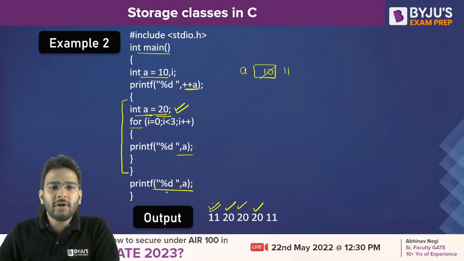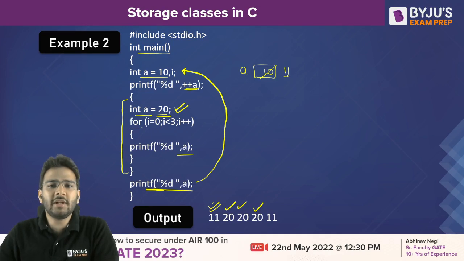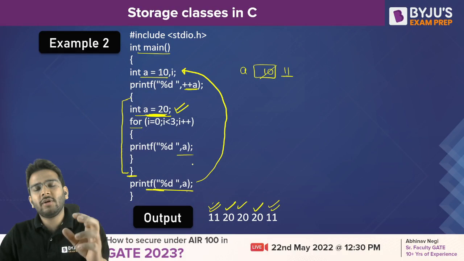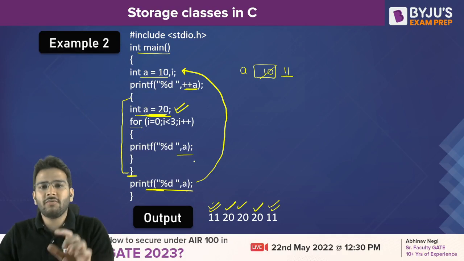So for this printf statement, the nearest would be what? This one, that is a is equal to 10. So we have updated basically 11. So we are going to print 11 now, not 20, because the scope of this int a is equal to 20 is over after this braces. Okay, so always it is going to have local scope. That means within that block or within that function.